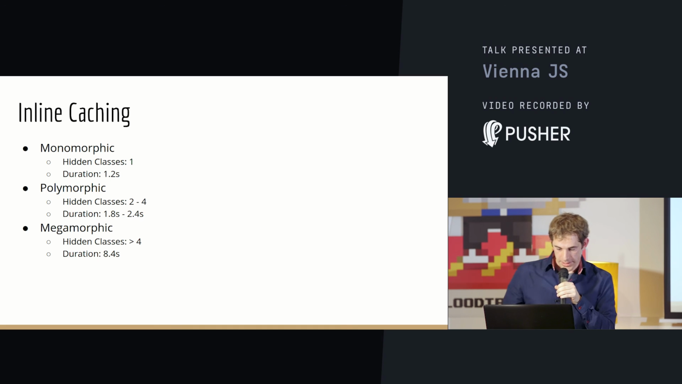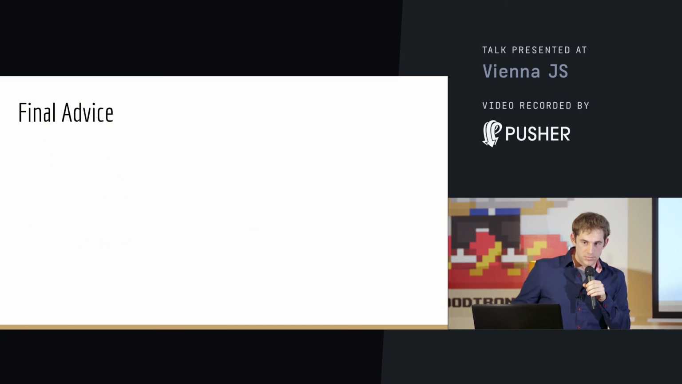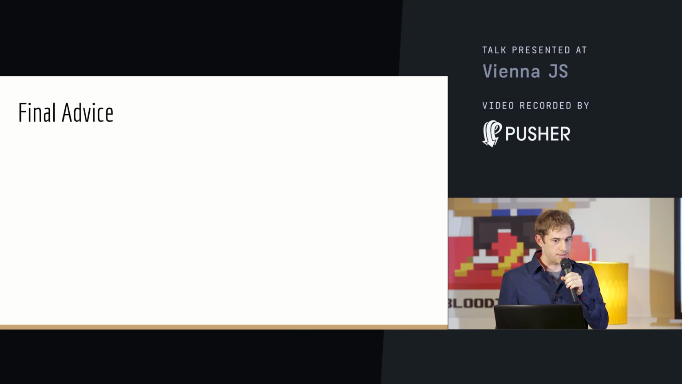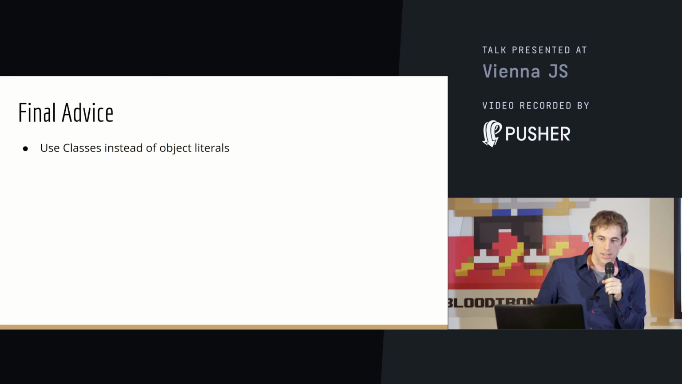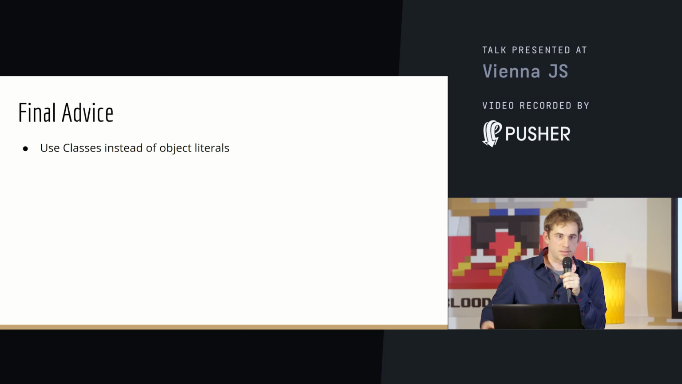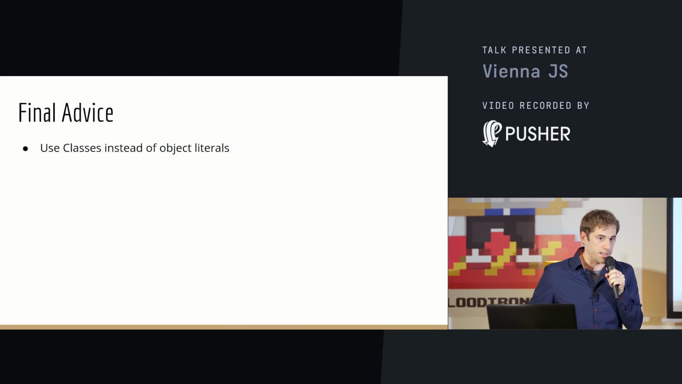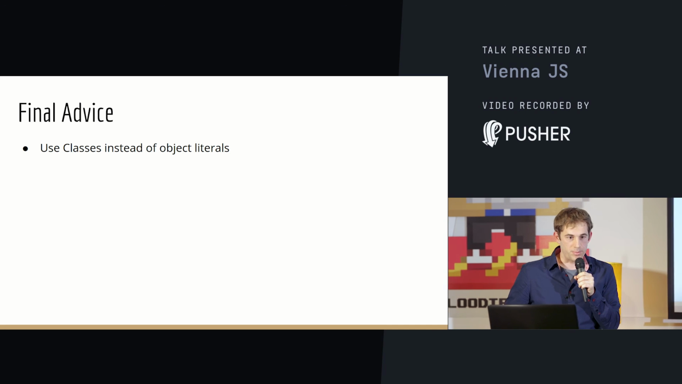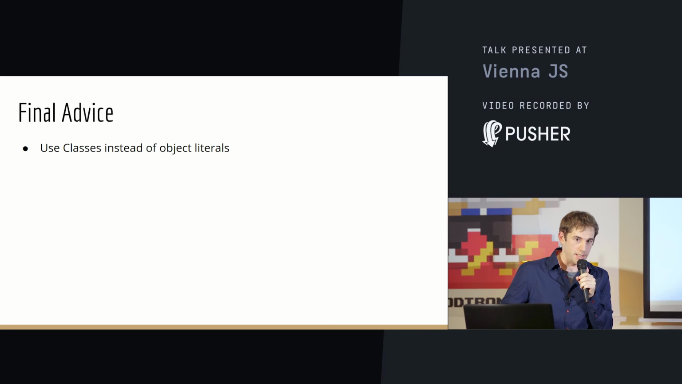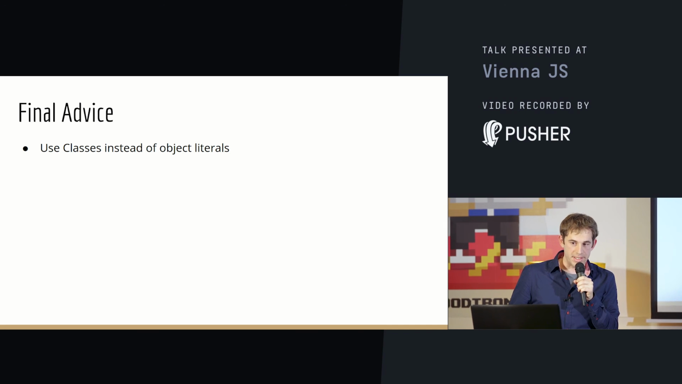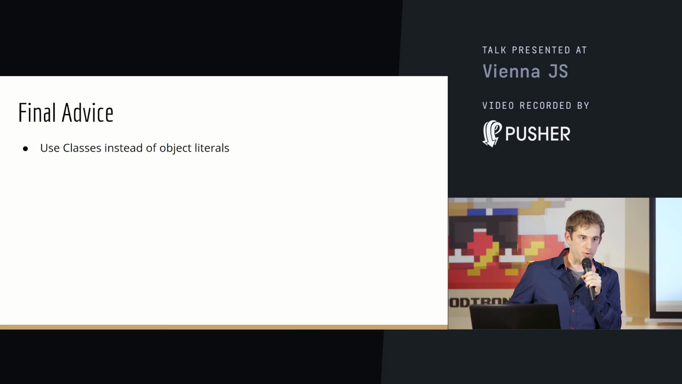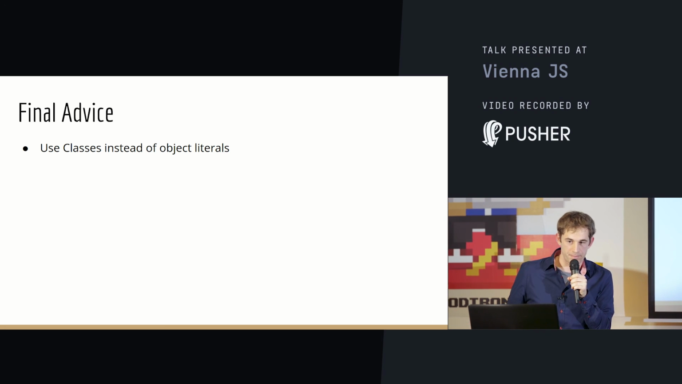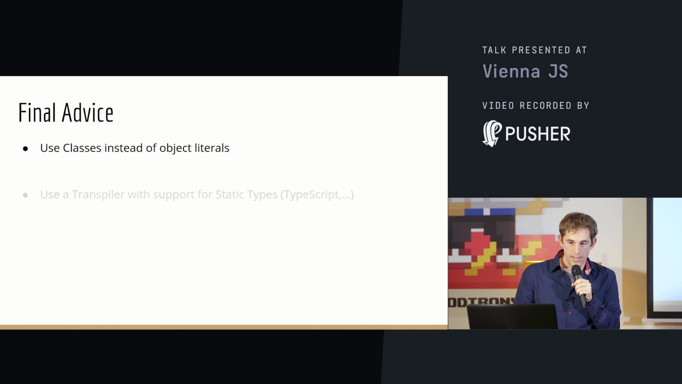Hope that's clear so far. And so we come to the final last slide. My final advice, as I have shown now, is if you can, use classes instead of object literals. If you can't, there are other ways. You can use Object.assign, but with Object.assign you have to be a little bit careful, since Object.assign internally adds the properties sequentially. So it can be the case that you have the same properties, but they are not in the same order, then you still have a problem.